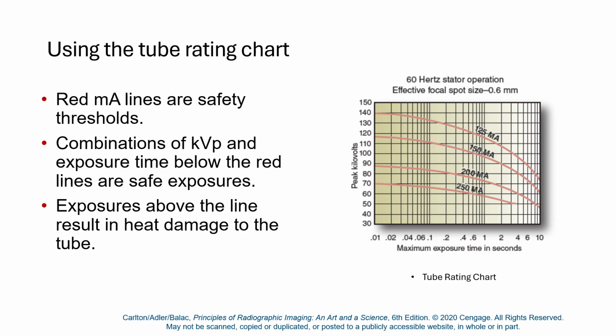So that's basically the secret to reading a tube rating chart: intersections below the threshold curve, the red lines, are safe exposures. Intersections on or above the red lines are not safe exposures. Okay? The farther you are above the red line, the more likely you're going to do heat damage to that tube.